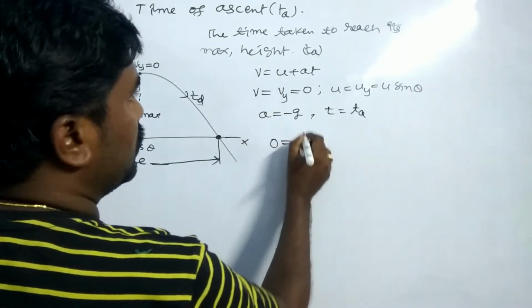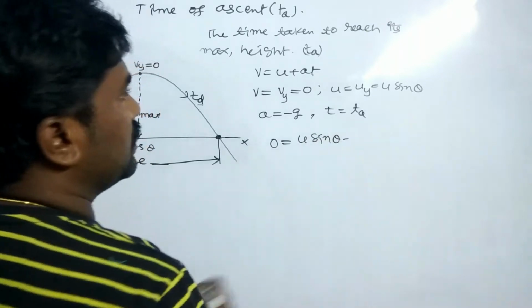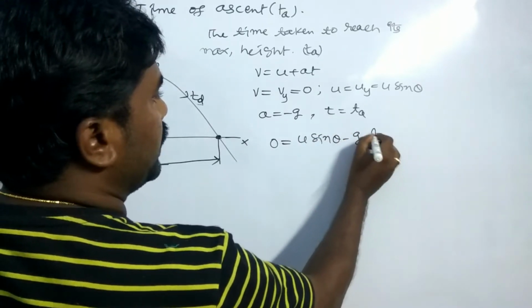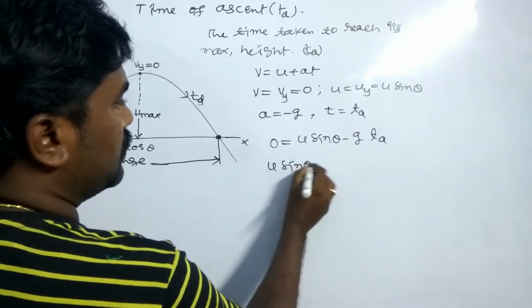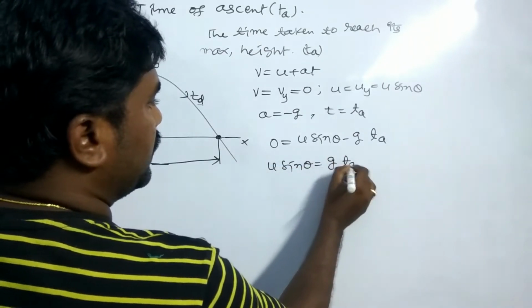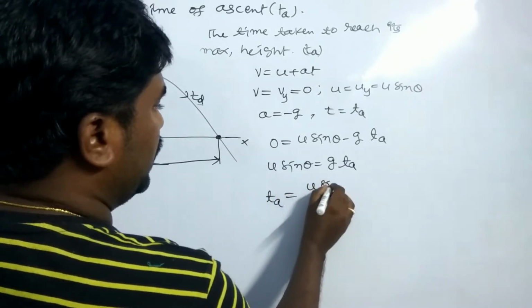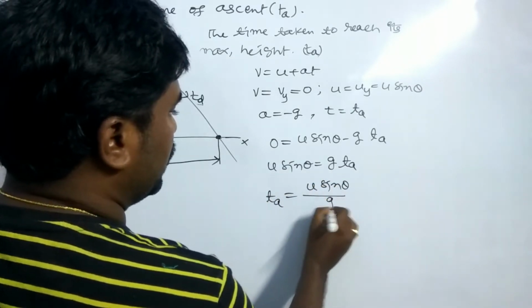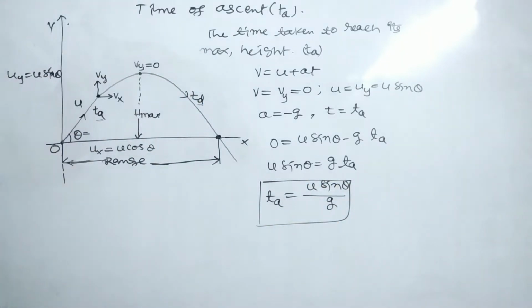0 is equal to u sin theta minus g into TA, right? u sin theta is equal to g TA, and TA is equal to u sin theta by g. Okay, so this is the time of ascent.